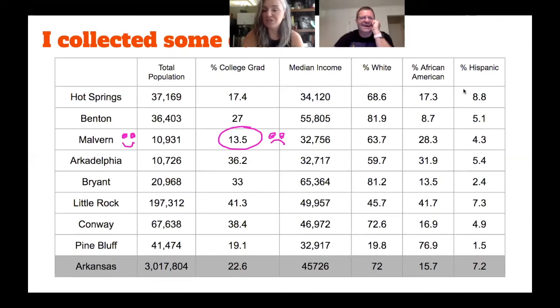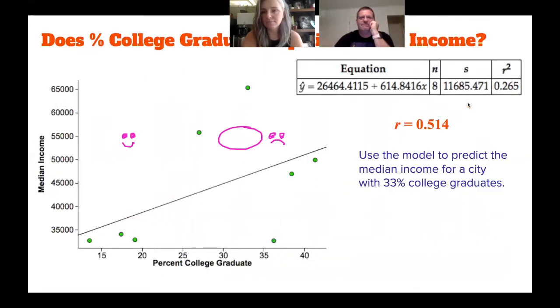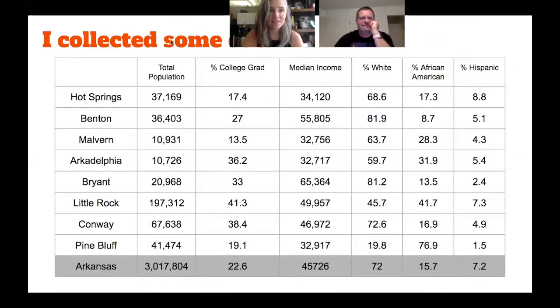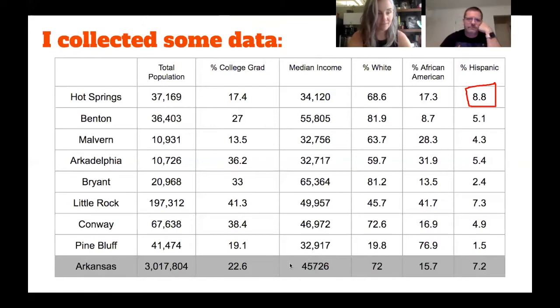One thing I found interesting about Hot Springs is the Hispanic population in Hot Springs. I can see that. Interesting that Hot Springs has the second lowest college grad percentage of all the cities you collected. I would have assumed Hot Springs had a higher percentage of college grads than that.